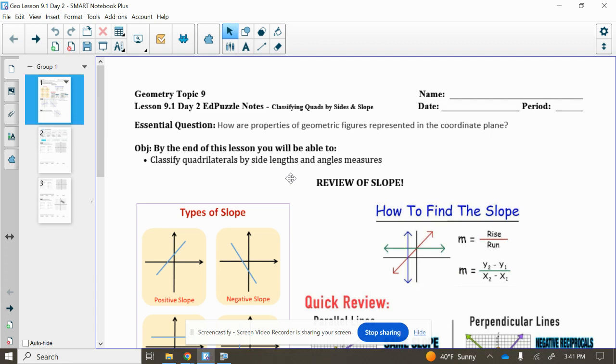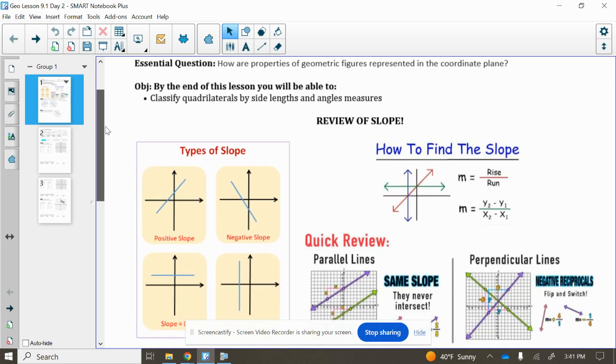Everyone, and welcome to day 2 of lesson 9.1. Today we are going to talk about classifying quadrilaterals based on their sides, lengths, and their angles.